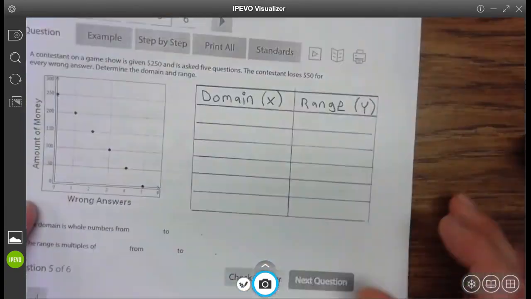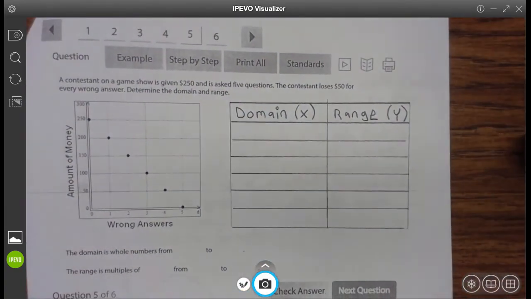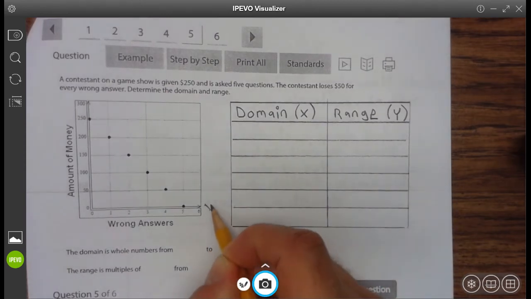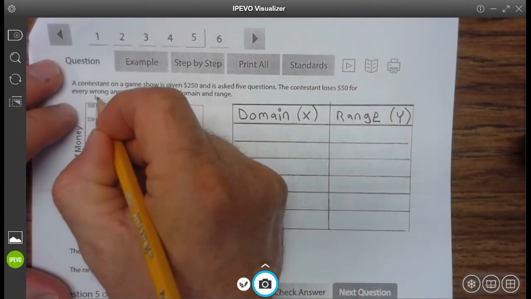All right, let's take a look at example 5. A contestant on the game show is given $250 and asked 5 questions. The contestant loses $50 for every wrong answer. Determine the domain and range. Now, the domain is x, and the range is y.